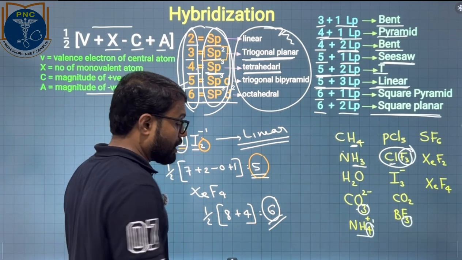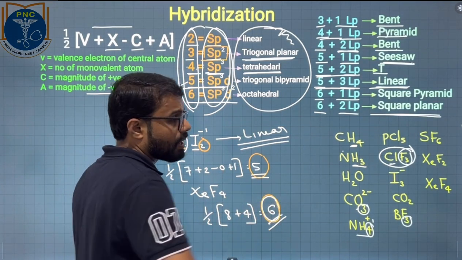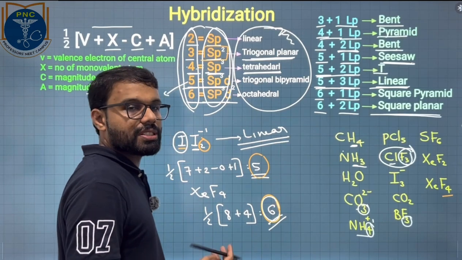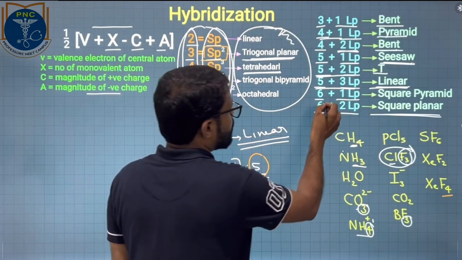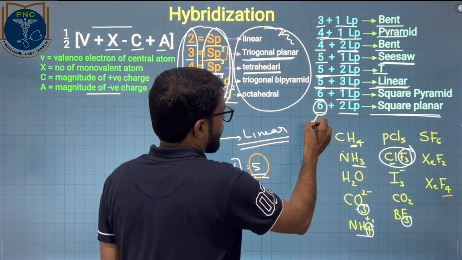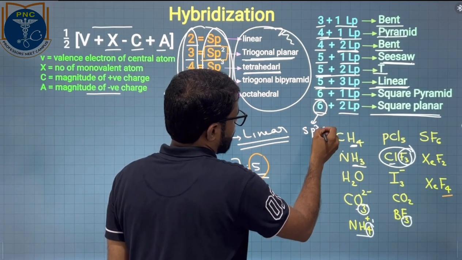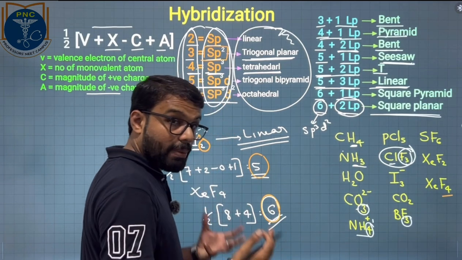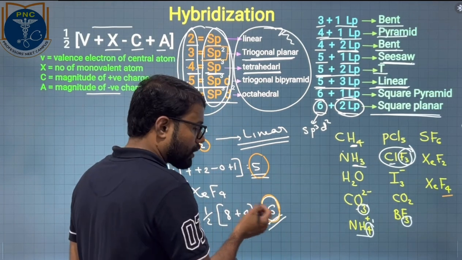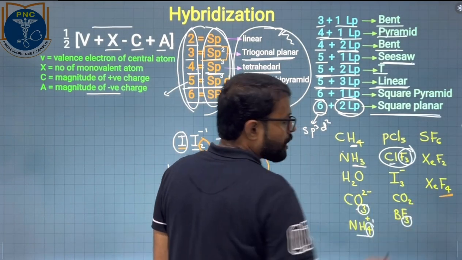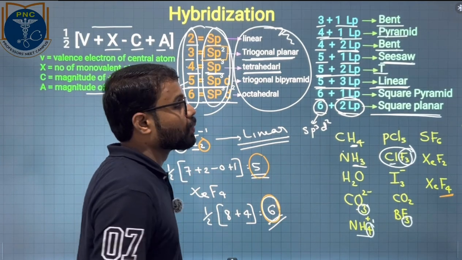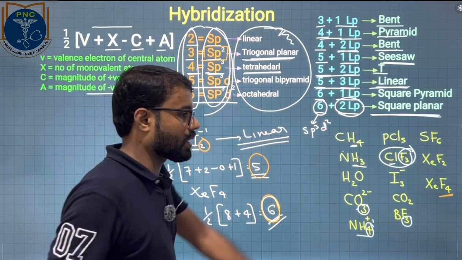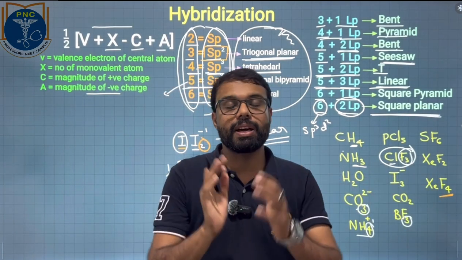sp3d2. Now see, we got the number 6, but the peripheral atoms are only 4. What's the difference? 2 is the difference. The hybridization is sp3d2, but 2 lone pairs are present. How did we come to know 2 lone pairs are present? We got the number 6. Peripheral atoms are only 4. So the difference is 2. So 2 lone pairs are present. So the shape is what? Square planar. So XeF4 is a square planar molecule.